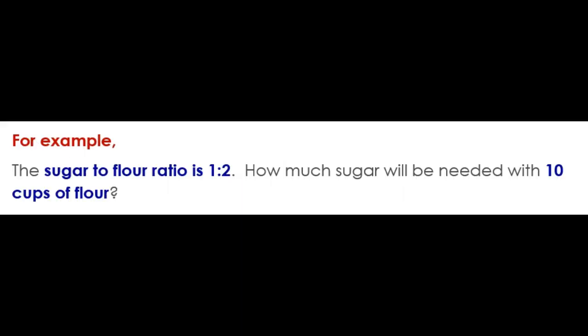So let's look at an example, and that will help me to clarify what I mean by representing the order properly. So let's use an example that involves baking. Let's say in a particular recipe, you know that the sugar to flour ratio is 1 to 2. So when I read it like that, I can see that the information relating to the sugar is going to be first in my ratio, and the information relating to flour is going to be second in the ratio. So really, if I'm talking about cups of sugar to cups of flour, I need 1 cup of sugar for every 2 cups of flour, and that's how I read that.